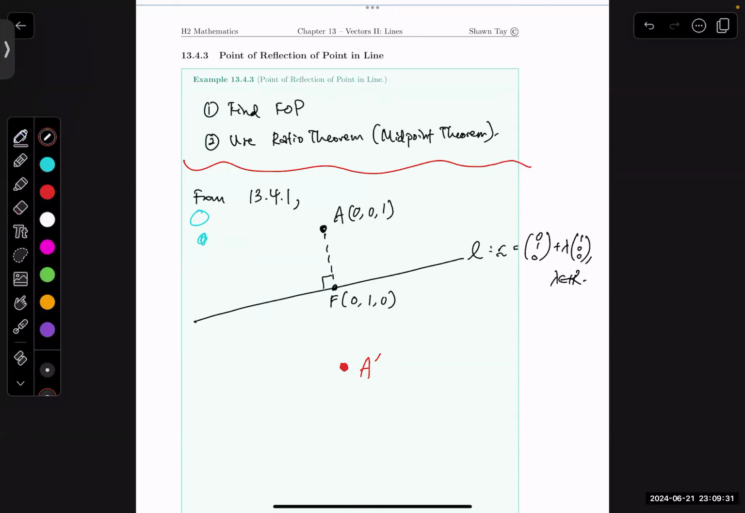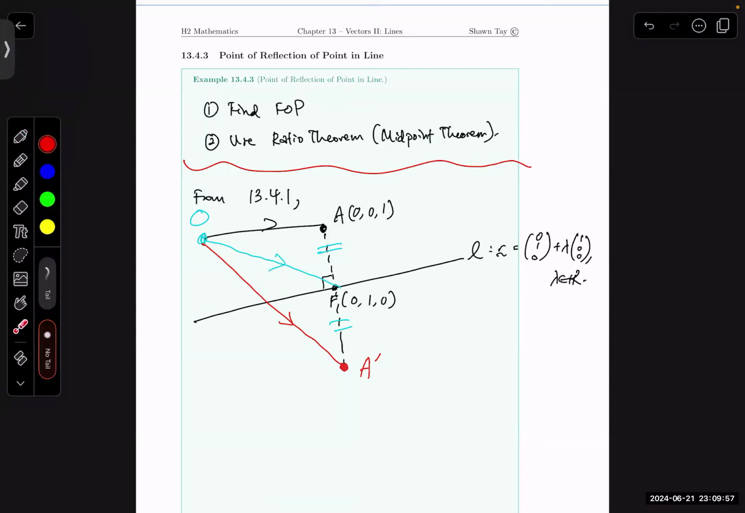Okay. So let's join this with a black one. Let's join this with a red one. Okay. I have this picture, and this is the ratio theorem picture, right? I have this picture, right? It looks exactly the same. Now, the only difference is that the ratio is 1 to 1. So let's just write down, this is 1 unit. This is 1 unit.